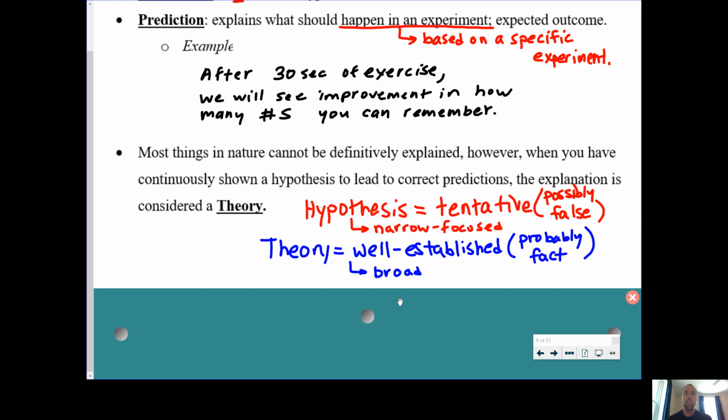Now, not everything has a theory that goes into it. There wouldn't be necessarily a theory that we would apply to our idea here of exercise improving memory. But there are going to be theories on other things that we will talk about.